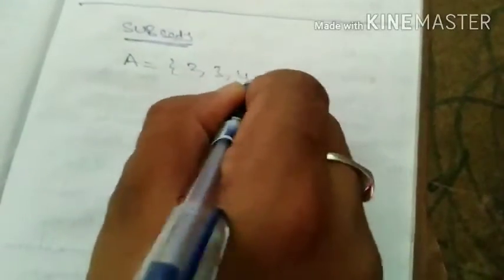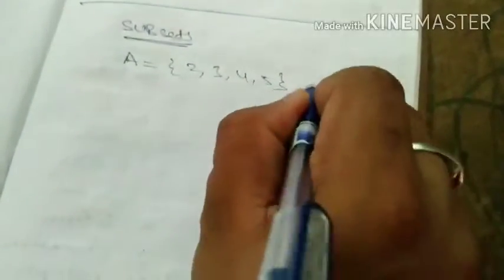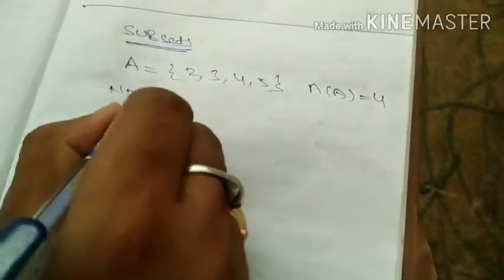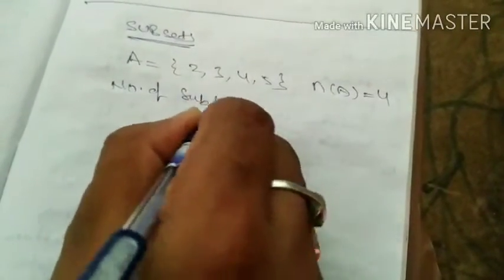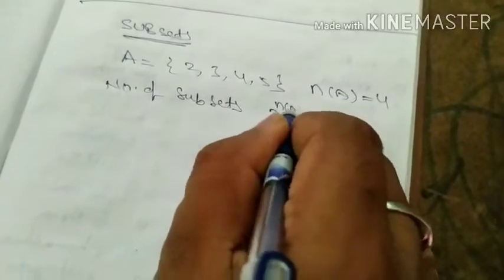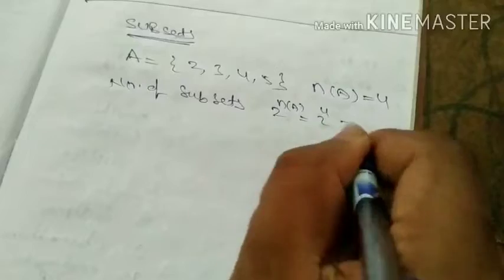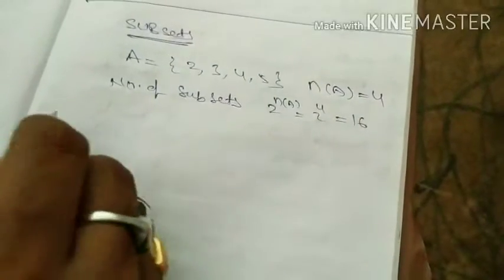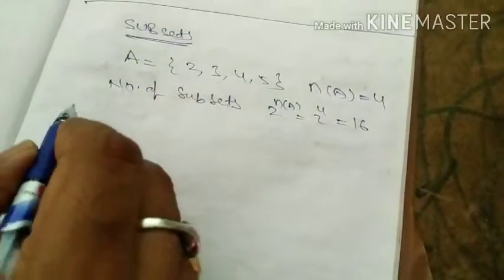Subsets. How to write subsets? A is equal to, for example, 2, 3, 4, 5. N of A is equal to 4. So the number of subsets formula is 2 power n of A, which means 2 power 4. 2 power 4 is 16. 16 subsets.